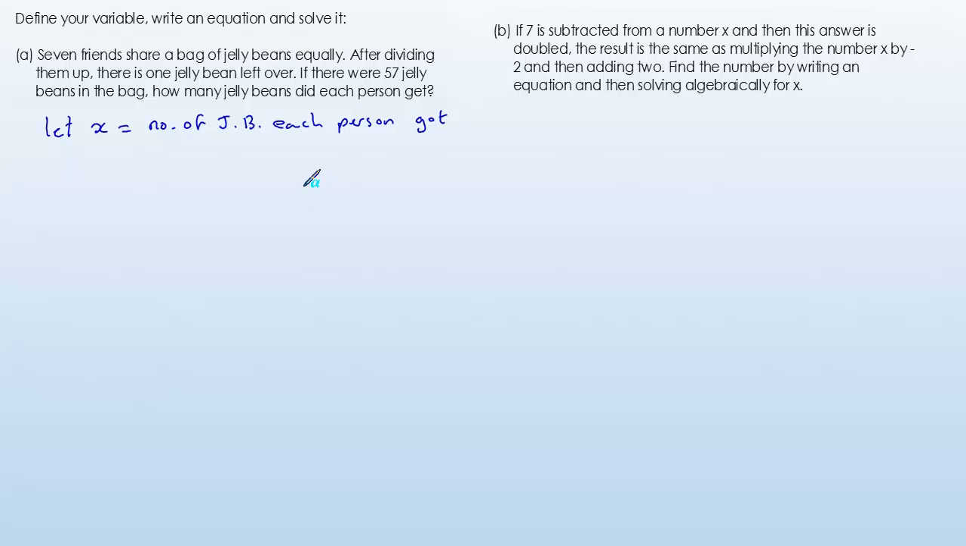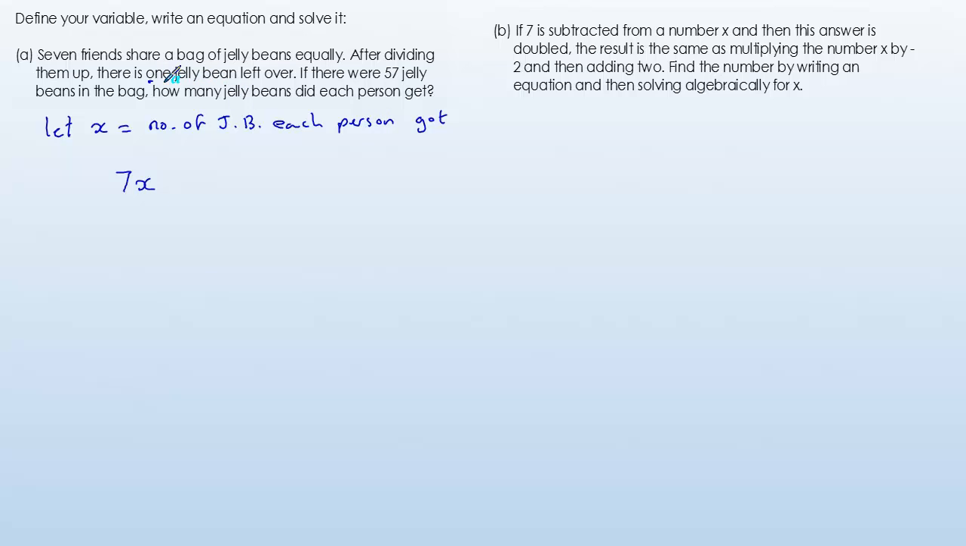So there's 7 of them. Each one gets x. So that would account for 7x jelly beans. So each person gets x jelly beans, and there are 7 of them. So that's 7 lots of x that we have.